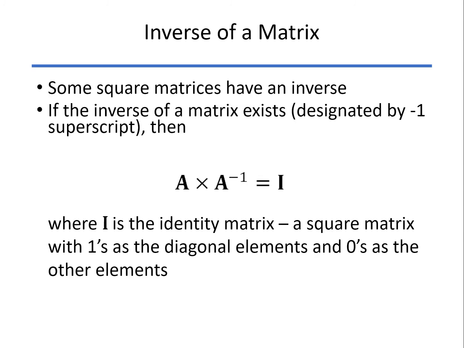Now let's move on to talk about the inverse. Not every matrix has an inverse. First of all, it has to be square, but even then some square matrices do not have an inverse. However, if that inverse exists, then when we multiply a matrix by its inverse, what we end up with is the identity matrix. Again, a square matrix, 1's on the diagonal, 0's everywhere else.